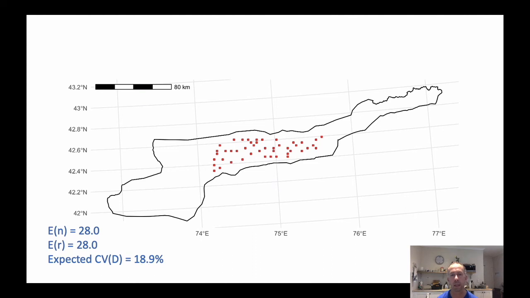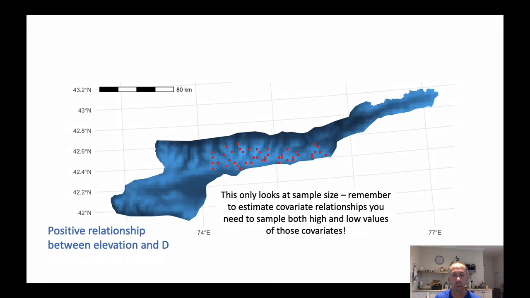This design assumes that density is constant throughout the survey region, but the optimization procedure can account for spatially varying density. Say we have elevation information and we expect density to be positively correlated with elevation. Here, high elevation areas are in light blue and low elevation areas are in dark blue. If we feed this covariate information into the optimizer, you'll see that it places most of the traps in high elevation areas, and that's because that's expected to return a greater number of unique animals and recaptures.